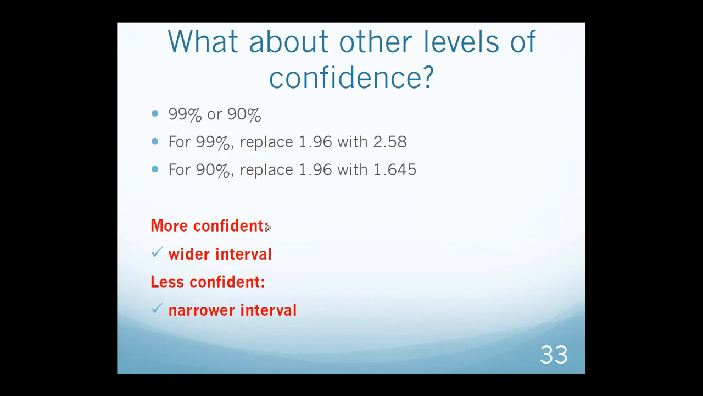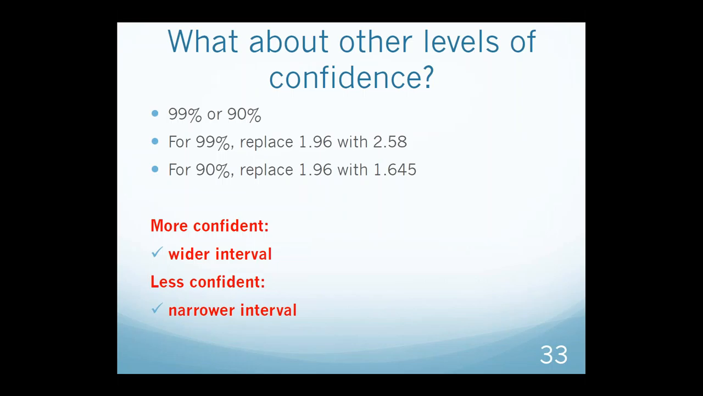So if you want to be more confident, then your multiplier gets bigger and your interval gets wider. But if you are okay with being less confident, then you will have a narrower interval. Instead of 95%, it will be 90% confidence. People also often get hung up on that. The way I think to understand it is, 100% confidence that the true mean falls within your interval means 0 to infinity. That's the widest possible interval, because we know it has to fall somewhere in there.